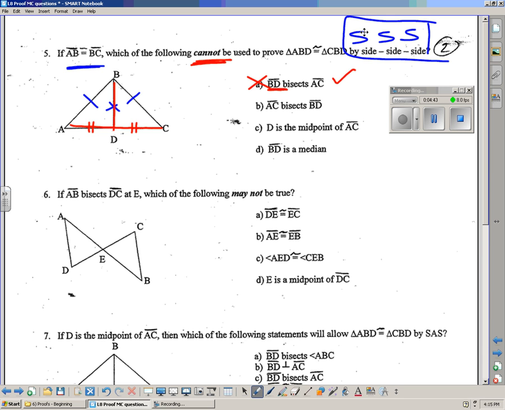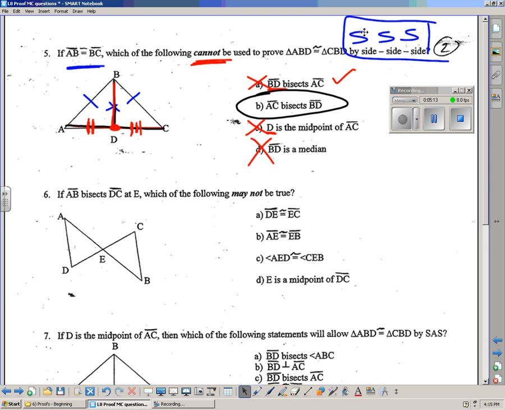Next statement is AC is the knife cutting BD into two equal pieces. Well, that's not even true. That's our actual answer. But let's just go through the rest of these. If D were to be the midpoint of AC, then you would make these dashes. You would mark those sides congruent. That's what we would want for side, so that's not right. And BD being a median would mean D is a midpoint, and we would get those same marked off sides. So choice B is the answer.